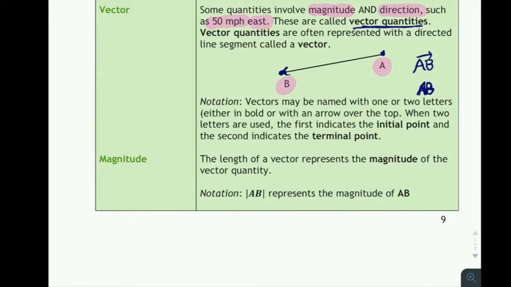The length of a vector represents your magnitude. So if you actually find the length of your line segment, like how far it is from point A to point B, that's your magnitude. Notation-wise, that looks like absolute value bars around your vector notation. That's the length of that line segment. The direction is like the angle from point A to point B.